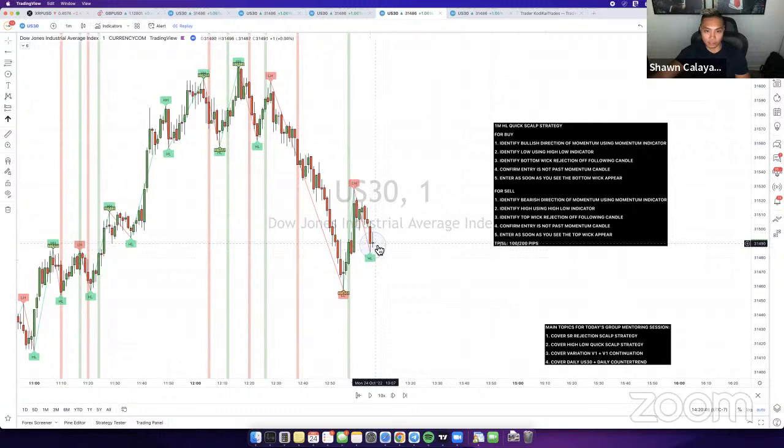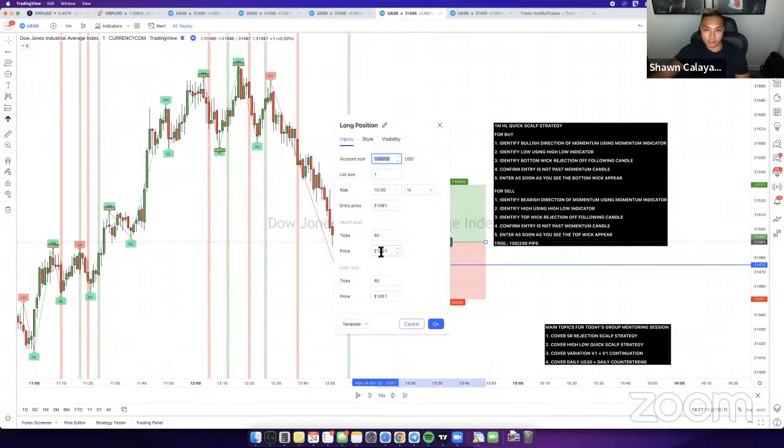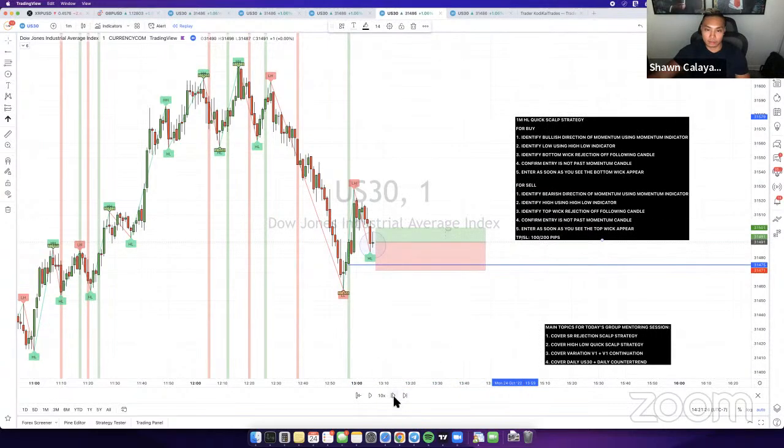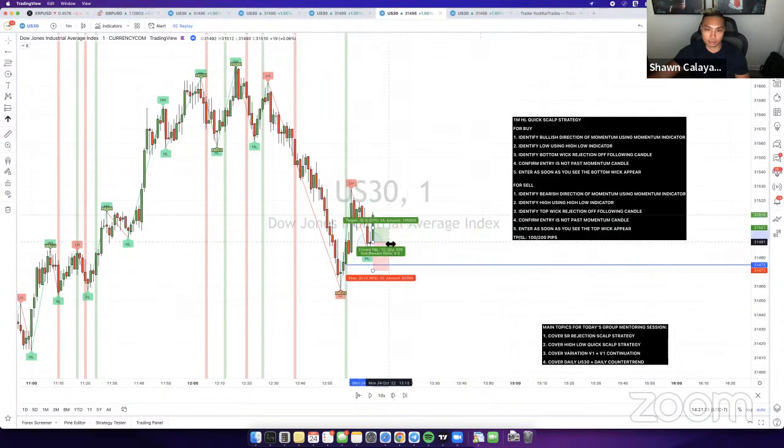For example, we have a low here. This next candle has the wick on bottom, right? When you identify the wick on bottom, it doesn't have to necessarily bounce off anything, you just want to see that there's a wick there. Once you have that requirement met, you just want to confirm that entry isn't past the momentum candle. Make sure this candle doesn't go below the momentum candle, which is right here. You can see this entry is above it, so it's perfectly fine. It meets all the requirements. As soon as you see the wick, you can enter for a buy right there. Your TP and stop loss would be 100, 200. Once you let this trade run, you can see it blast right through TP with absolutely no drawdown.